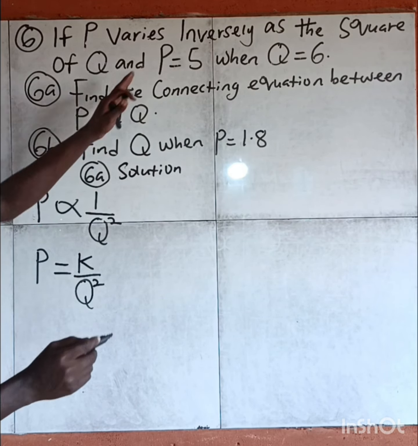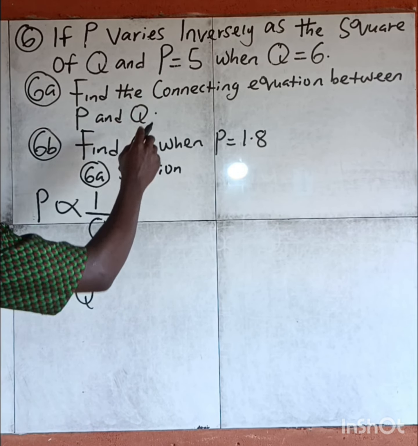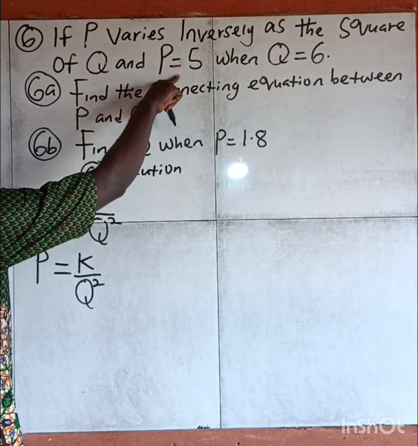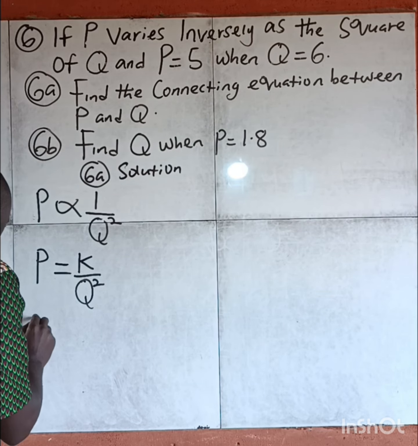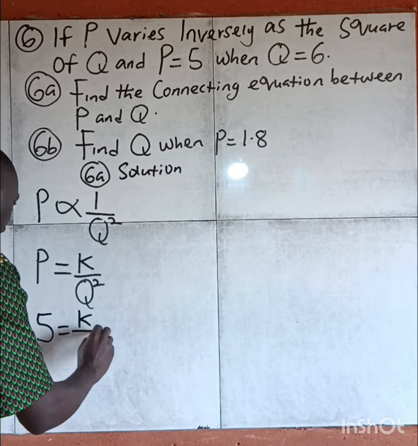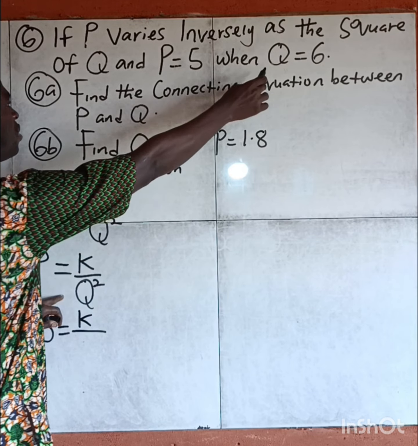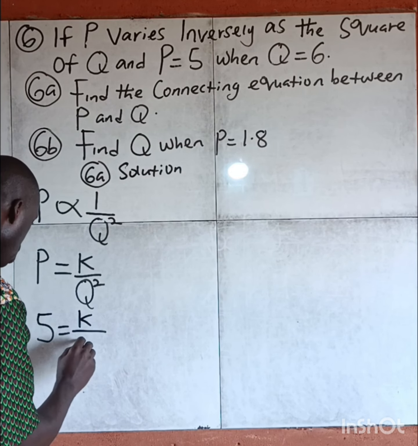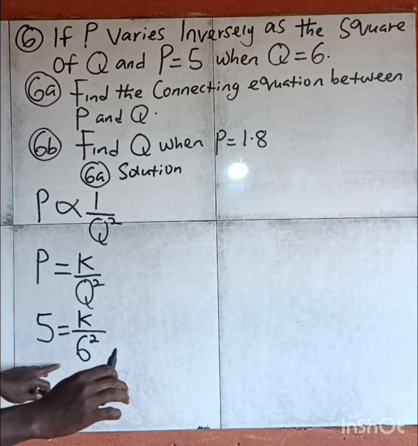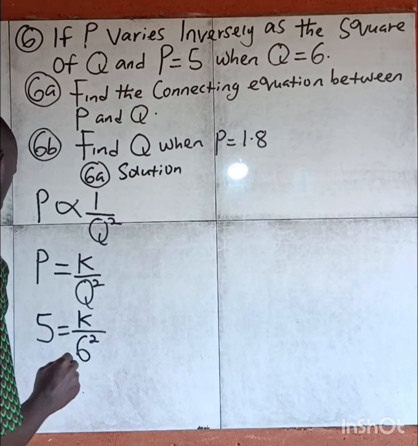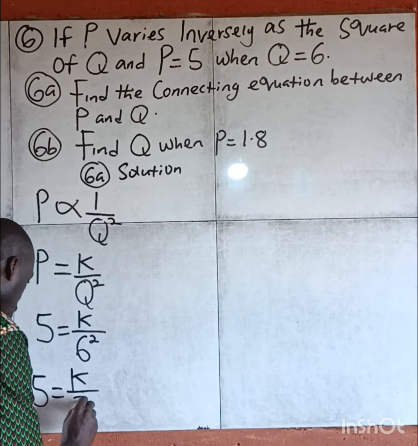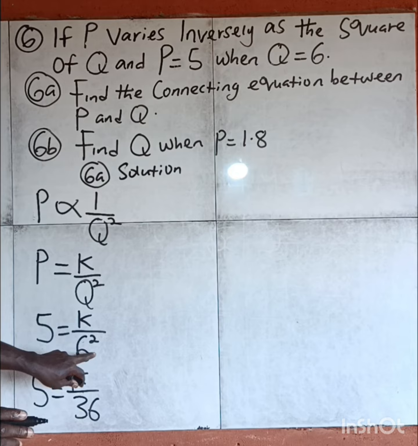Now we will go straight and start plugging in each of these values. Wherever you see p, we are going to put 5. This becomes the formula we use all through. So what do I have as the value of my p? 5. So I'll write 5 equal to k over. Now what is the value of q? The value of q is 6. So that becomes 6 squared. So next we are going to simplify further. Here becomes 5 equal to k over 36, because 6 raised to the power of 2 will give you 36.